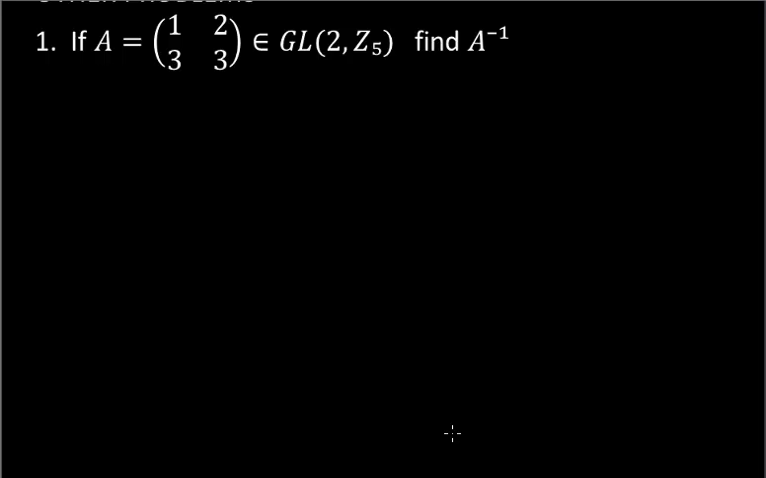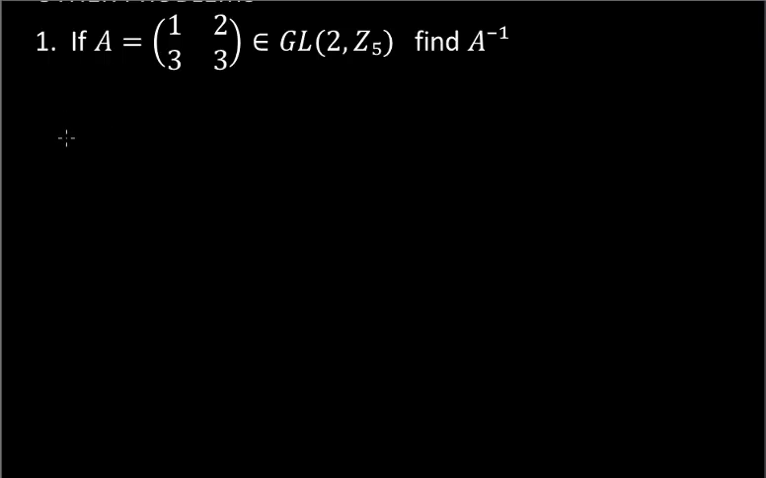Okay, here we have a matrix in the general linear group of 2 by 2 matrices, but the entries in these matrices come from Z5. So that means all of the calculations we do are in Z5. And it says find A inverse. By the way, this group here is a finite non-abelian group of matrices. All of our other groups of matrices we've looked at have been infinite. But if we only let the entries come from a set containing 5 elements, we know that there won't be an infinite number of matrices.